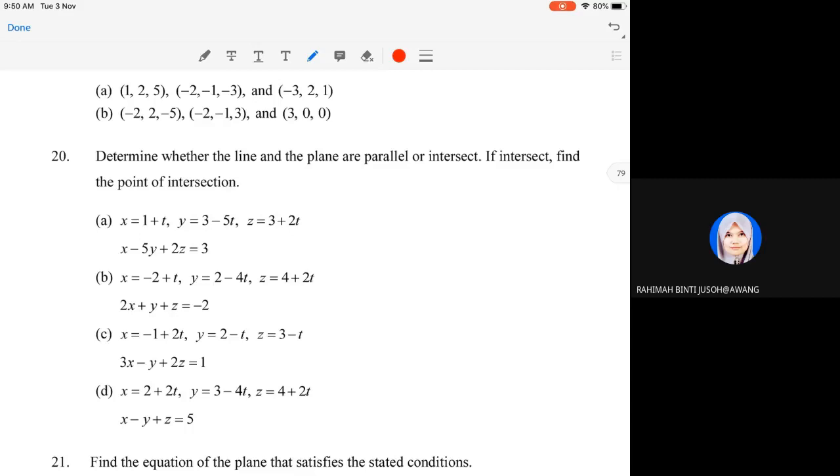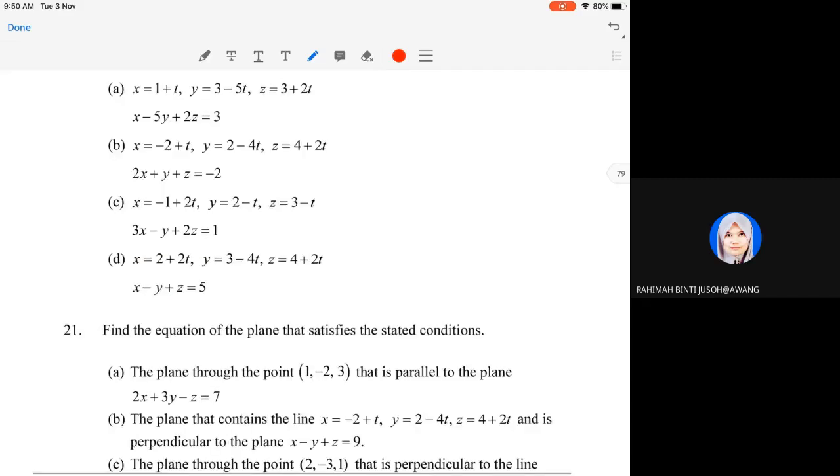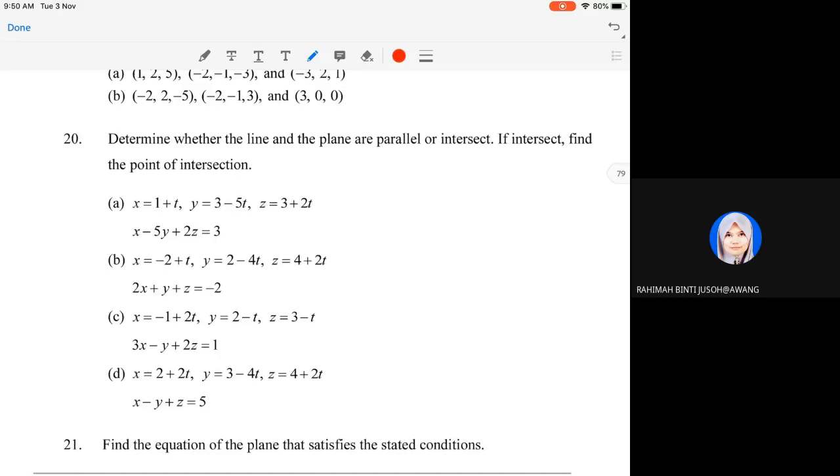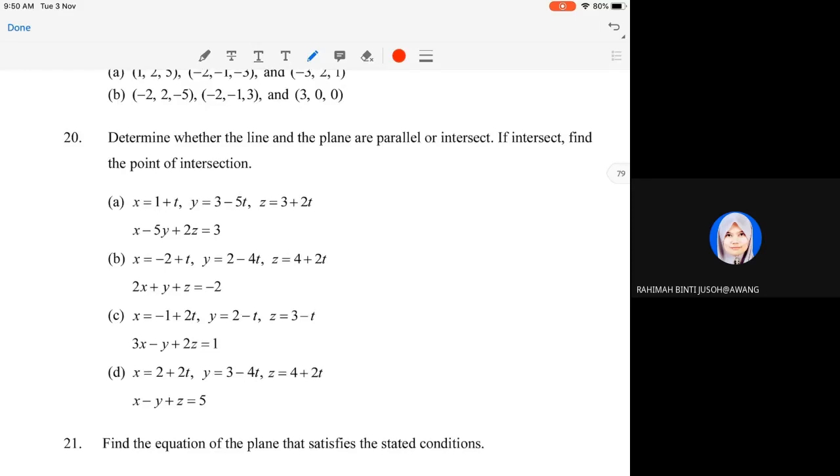Students will be confused about question number 20B. So let us solve question number 20B. No, not question number 20B, sorry. Question number 21B. Question number 20 is just simple: the line and the plane are parallel or intersect.